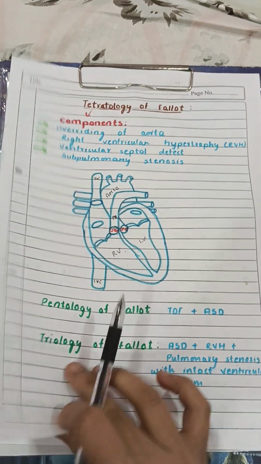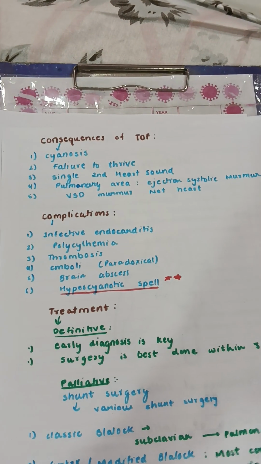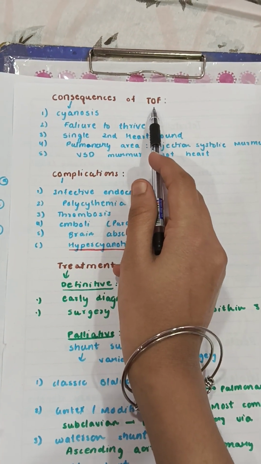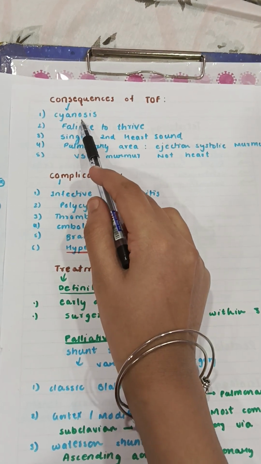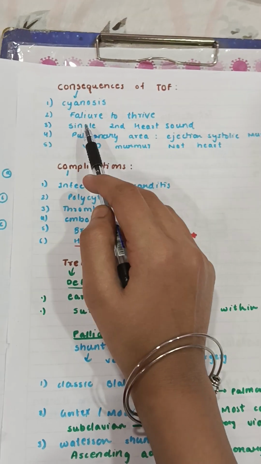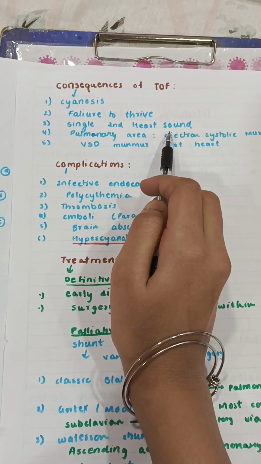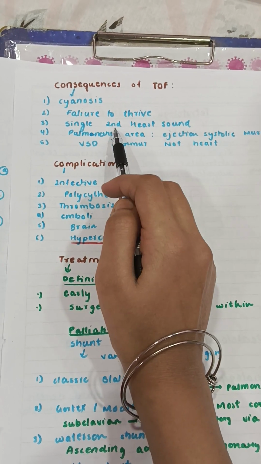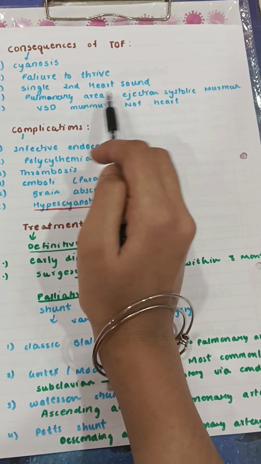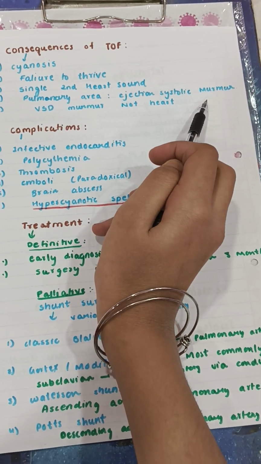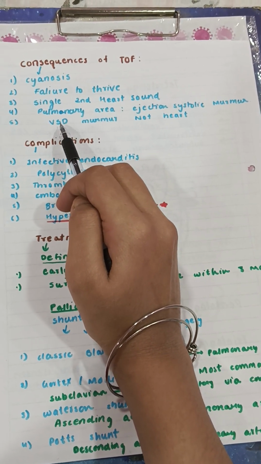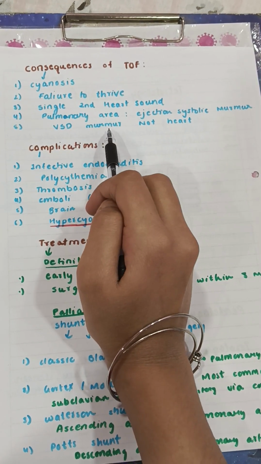Now, what are the consequences of tetralogy of Fallot? As we know, tetralogy of Fallot is a cyanotic congenital heart disease, so it will cause cyanosis, and it will also cause failure to thrive. A single second heart sound will be heard, means only the A2 component of the second heart sound will be heard, the P2 component will not be heard. And in the pulmonary area there will be an ejection systolic murmur, and also there will be no ventricular systolic murmur, means the VSD murmur will not be there.